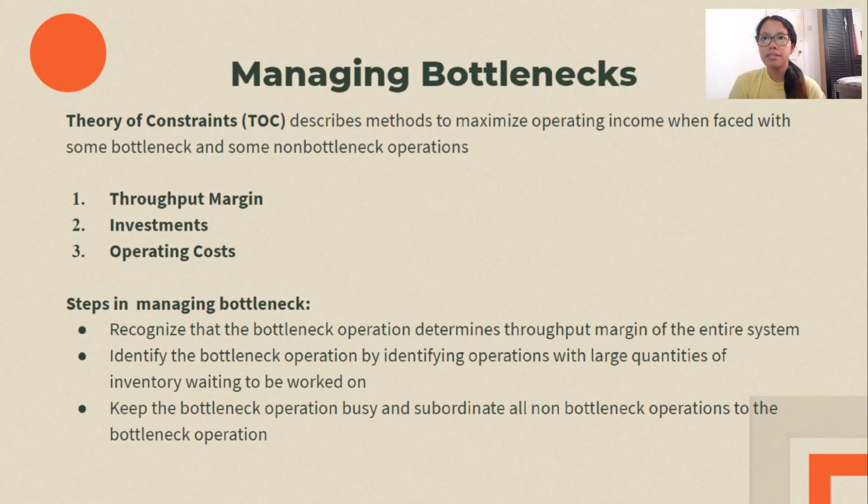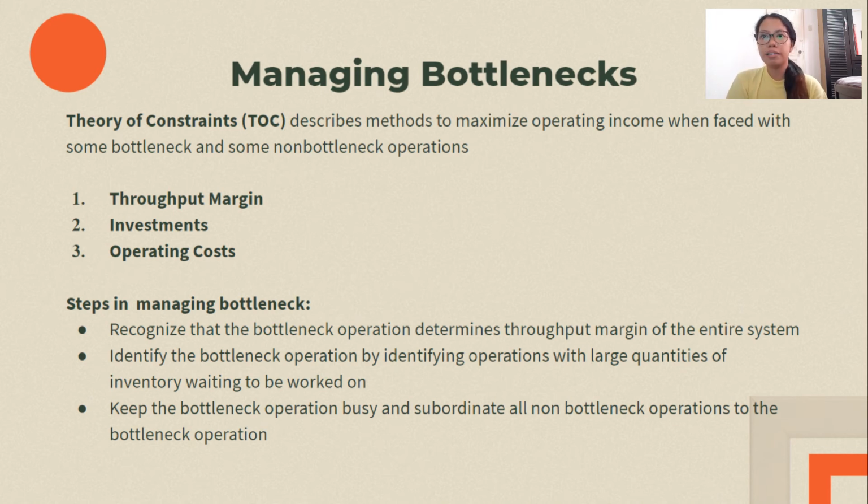The theory of constraints describes methods to maximize operating income when faced with some bottleneck and some non-bottleneck operations. The TOC defines 3 measures. Throughput margin equals revenues minus the direct material cost of the goods sold. Investments equals the sum of material costs, indirect materials, work in process, and finished goods inventories, R&D costs, and cost of equipment and buildings. Operating costs equal all costs of operations other than direct materials incurred to earn throughput margin. Operating costs include salaries and wages, rent, utilities, depreciation, and the like.